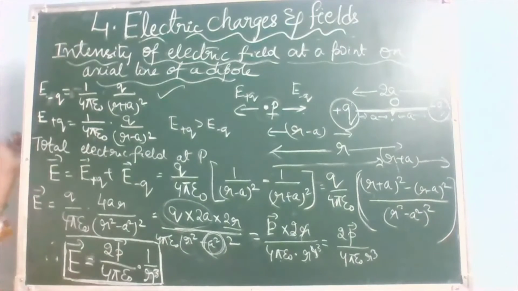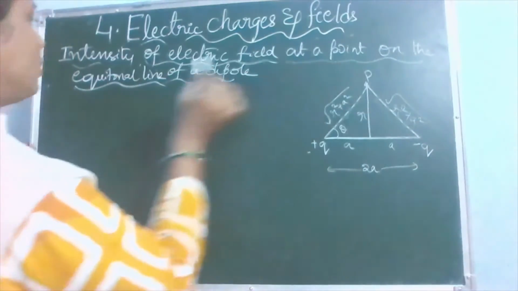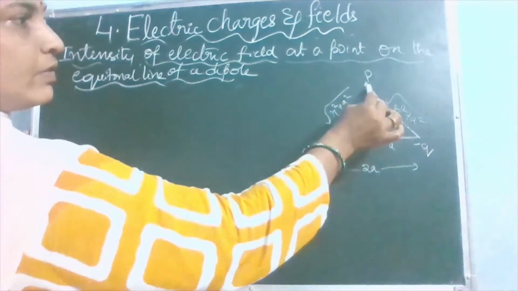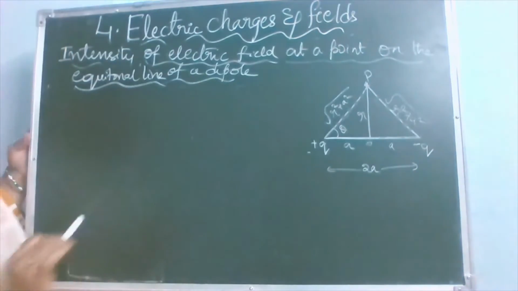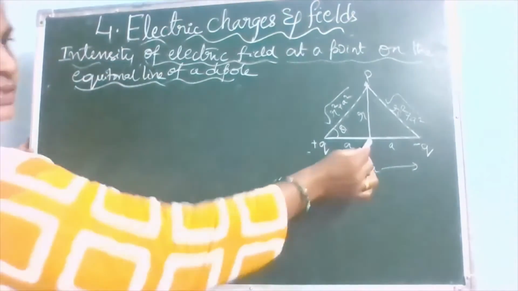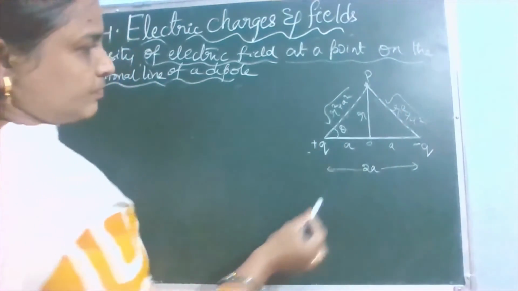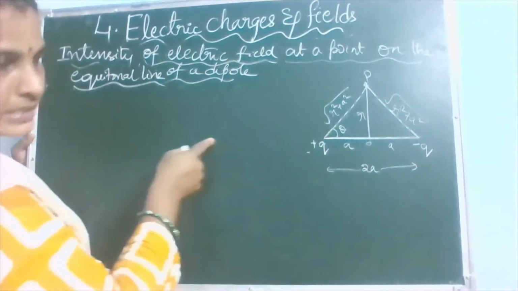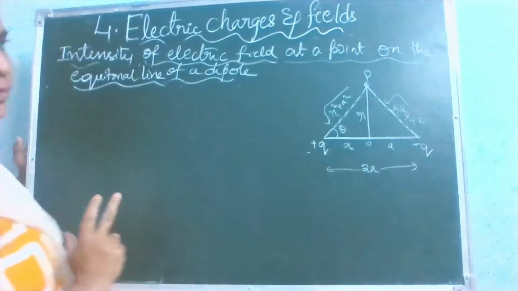See students, intensity of electric field at a point on the equatorial line of a dipole. On the equatorial line means this is the center of the dipole, plus q and minus q, then this one is the center, along the equatorial line. Before this topic we have seen along the axial line, and in this topic along the equatorial line of this dipole. So how much is the intensity at this point?